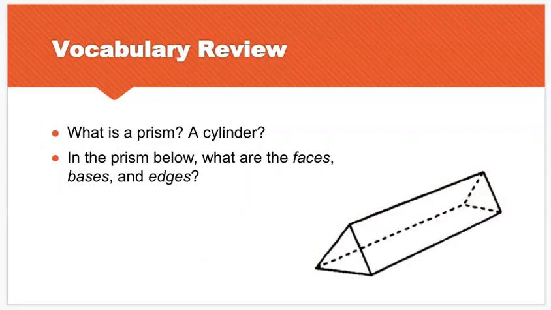Let's review some vocabulary. What is a prism? What is a cylinder? So here's a picture of a prism. It's specifically a triangular prism in this case. And it says, what are the faces, bases, and edges? Well, the faces are the flat surfaces that you see. The bases are 2 faces that are parallel to each other and are congruent. And then the edges are where faces meet.